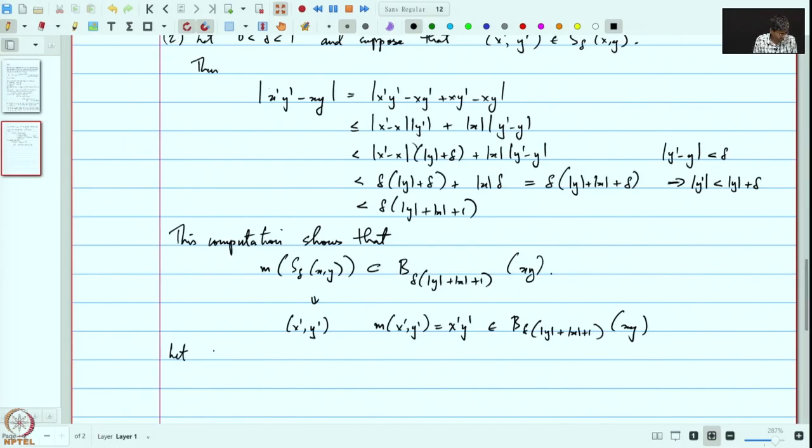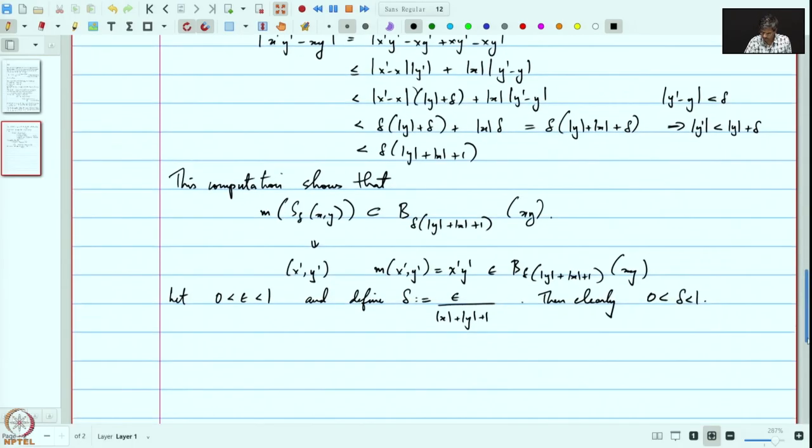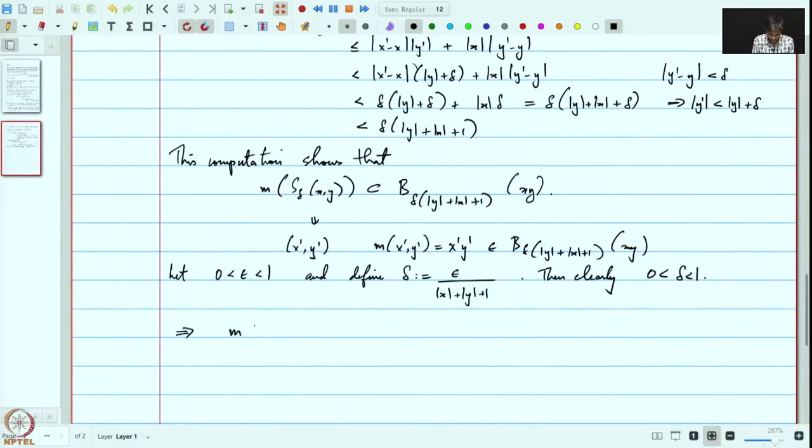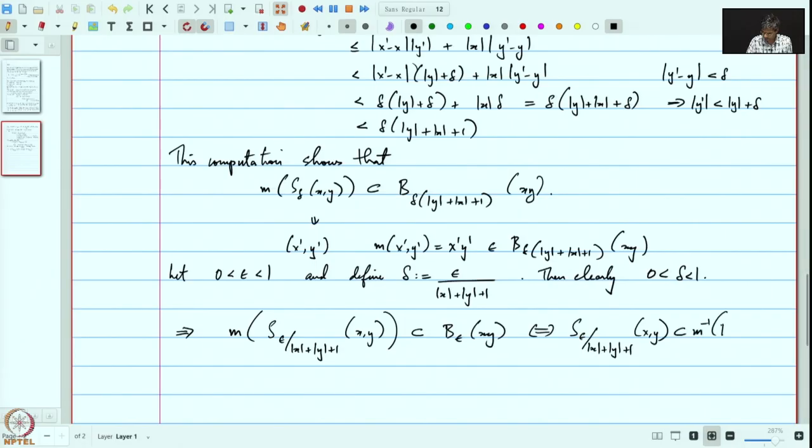So let, okay, we fix any epsilon between 0 and 1 and define delta to be equal to epsilon by (|x| plus |y| plus 1). So then clearly delta also lies between 0 and 1. As a result, this implies that m of S of epsilon by (|x| plus |y| plus 1) around (x, y) is contained in B of epsilon, xy, which is the same as saying that S of epsilon by (|x| plus |y| plus 1) of xy is contained in M inverse of B(epsilon, xy).